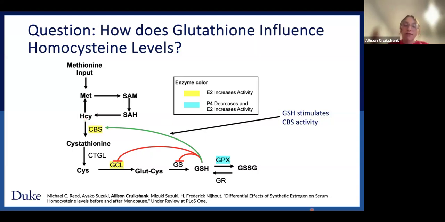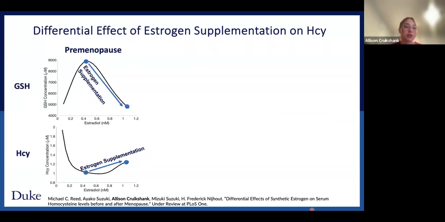So it's kind of like that intuitive explanation that's going to explain these results coming up. So this shows some of the results on the differential effect of estrogen supplementation on homocysteine levels. This is in premenopausal women. So I show the glutathione steady state concentrations and the homocysteine steady state concentrations. For premenopausal women, we take the average estradiol concentration to be 0.4368 nanomolar. That's just like I said, the average estradiol concentration during the menstrual cycle in premenopausal women.